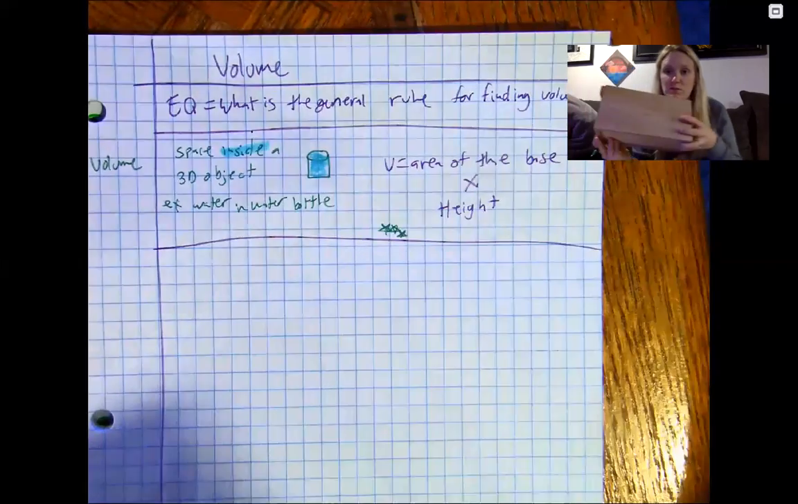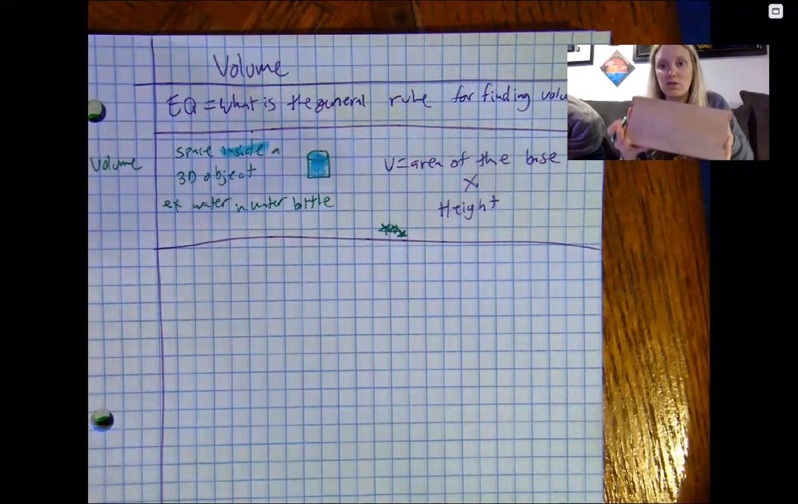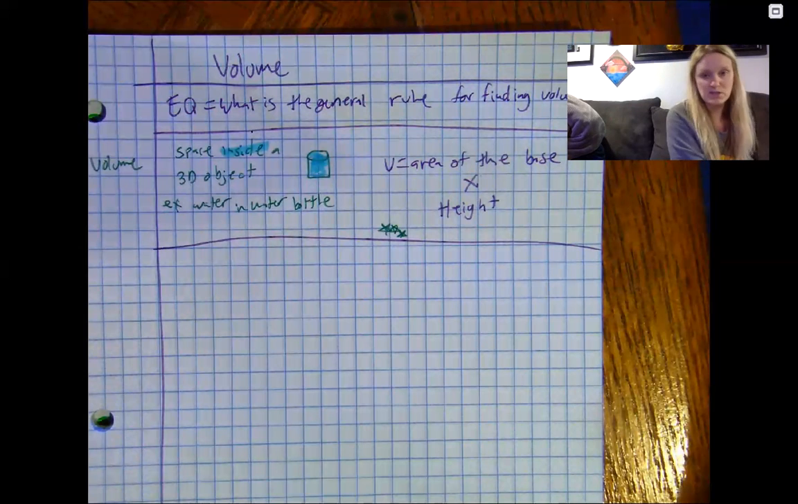This is a rectangular prism. My sister made this in woodworking class. Area of the base: the base is a rectangle. I know how to find the area of a rectangle, length times width, times how tall it is. So volume is area of the base times the height.